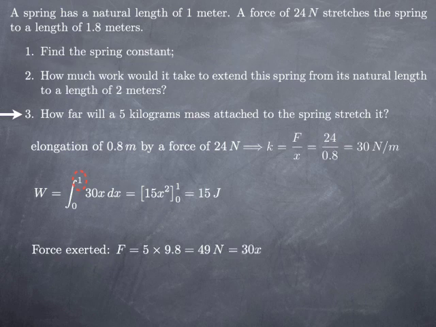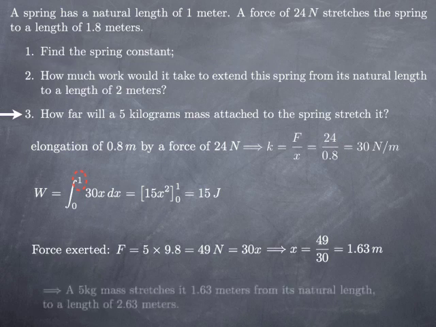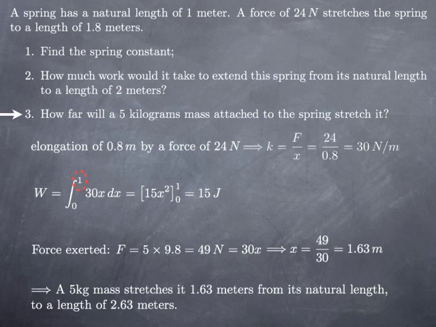But that should be of the form 30x because we're looking at a spring for which Hooke's law applies, and the spring constant has been found to be 30. So we solve for x, and x is 49 divided by 30, which is 1.63, and we obtain it in meters. In other words, a 5 kilogram mass stretches the spring 1.63 meters from its natural length, in other words, to a length of 2.63 meters, since the natural length was 1 meter.